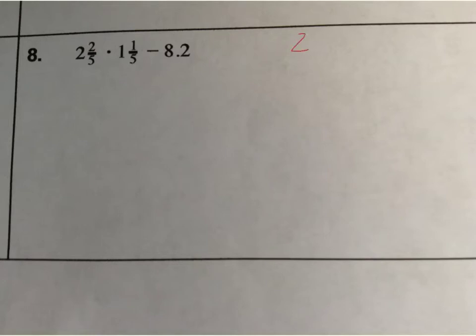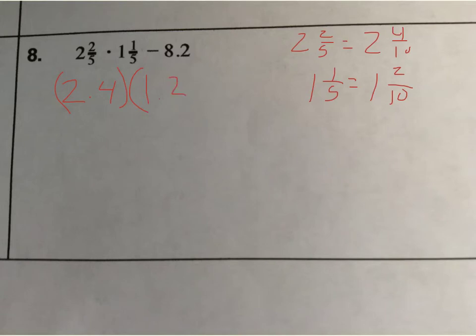So I know that 2 2/5 is equivalent to 2 4/10, and that helps me know that 2 2/5 is equal to 2.4. And I can multiply that with 1 1/5, which is equivalent to 1 2/10, and since the tenths give me my place value, I know that 1 1/5 is the same as 1.2. And then I want to be able to keep my 8.2 and my subtraction. So now I'm able to multiply 2.4 and 1.2.